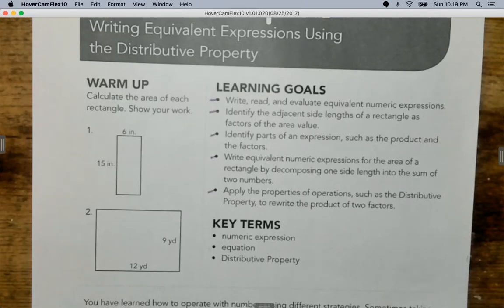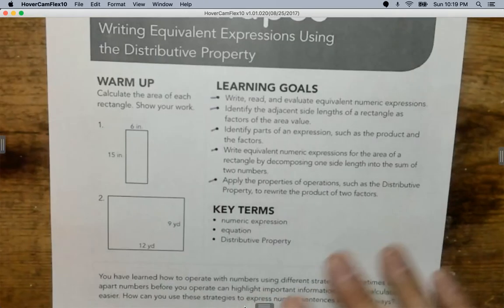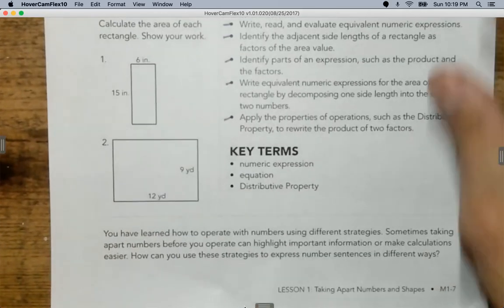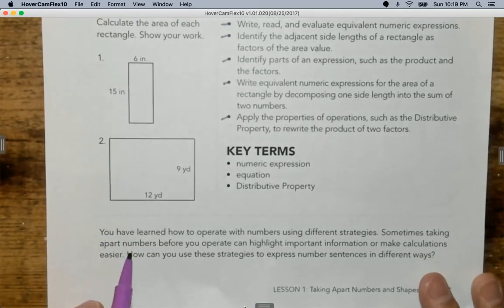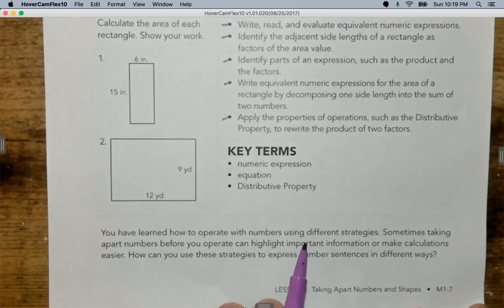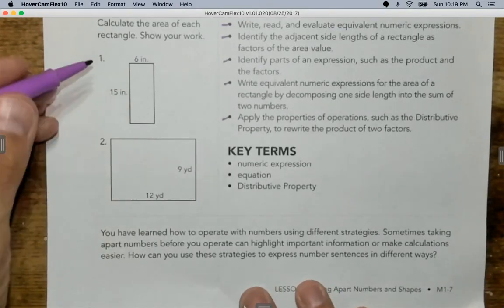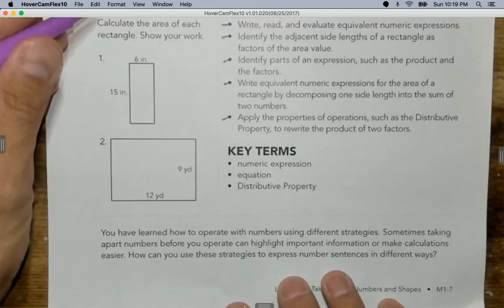Down below kind of goes through what we have done before and what we are going to be doing in the future. You have learned how to operate with numbers using different strategies. Sometimes taking apart numbers before you operate can highlight important information or make calculations easier. How can you use these strategies to express number sentences in different ways? Okay. Calculate the area of each rectangle, show your work.